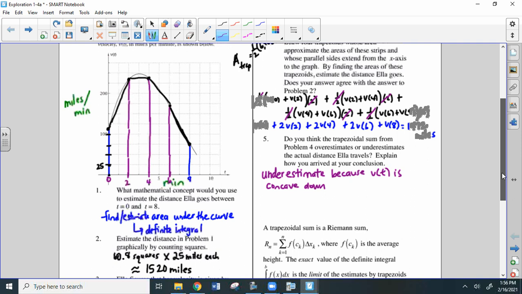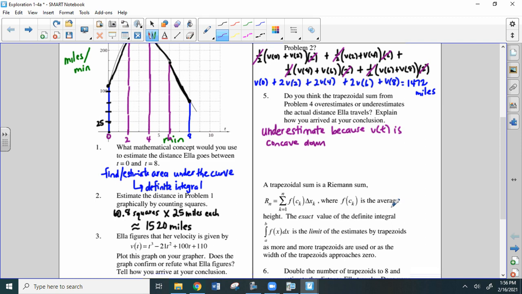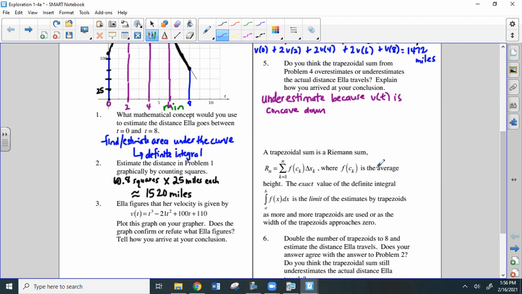Well, in our lesson today, we talked about these things called Riemann sums, which was adding up a bunch of rectangles. Well, a trapezoidal sum is sort of a Riemann sum, where you're literally adding up, that's this mathematical symbol, the sum of some function evaluated at individual places. So in our case, v of 0, v of 2, v of 4, v of 6, times a width. Your function is the average height, that's the trapezoid part, times the width.